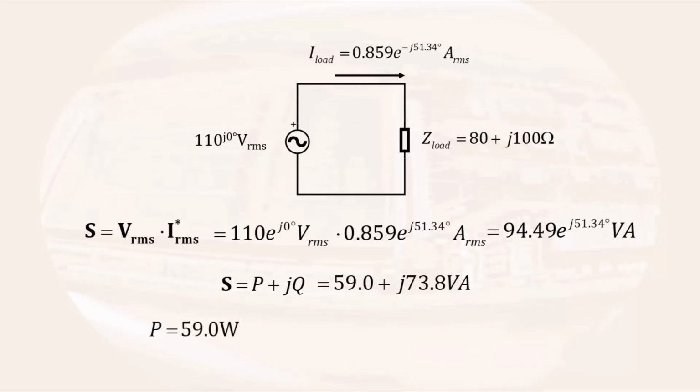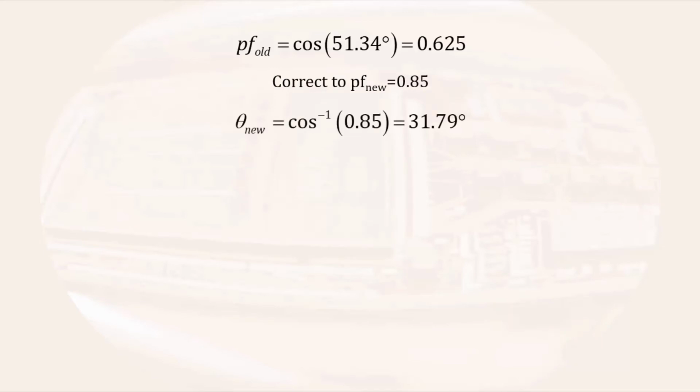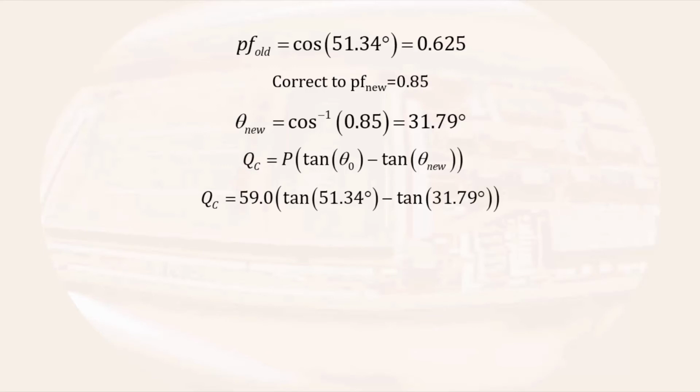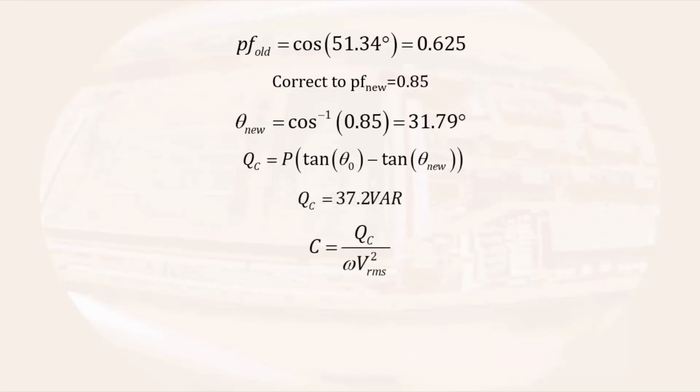So our real power is 59 watts and the reactive power is 73.8 volt amps reactive, and the phase angle between the voltage and the current is 51.34 degrees. Though we do not need to calculate it, we can determine that the original power factor is 0.625. We are trying to achieve a power factor of 0.85. That corresponds to a phase angle between the voltage and current of 31.79 degrees. Substituting these parameters into the equation we developed earlier, we can see the capacitor needs to handle 37.2 volt amps reactive. A quick calculation shows us that this corresponds to a capacitance of 8.15 microfarads.